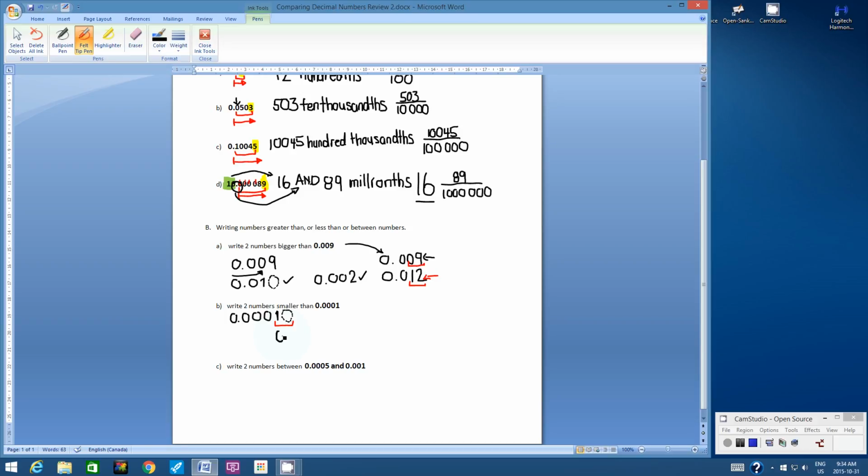So I'm just going to line up my place values here. So I'm going to put a 0 in this column. And then, of course, all of these zeros have to be brought down as well. And there we go. I have 0.00009 is less than 0.0001. Remember, the 1 has an invisible 0 behind it.